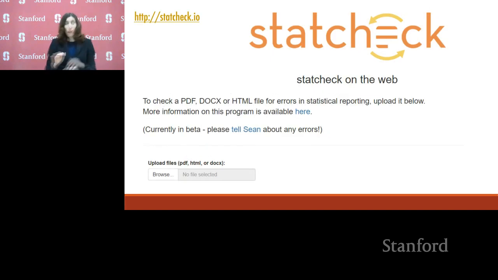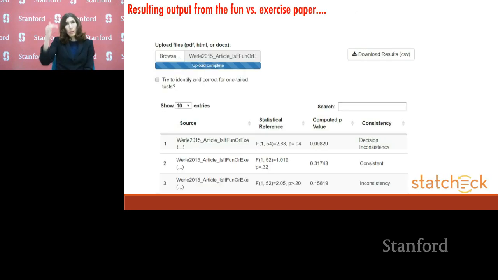And it takes about 1 second to use this. All I did here was upload your paper. So I uploaded a PDF of the fun versus exercise article, and then it runs in a second, scans the whole article, extracts the statistics from the text, and checks them for consistency.